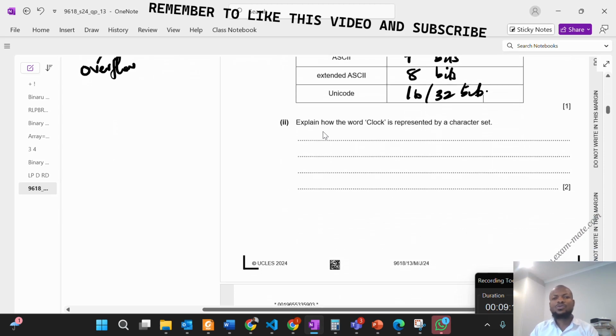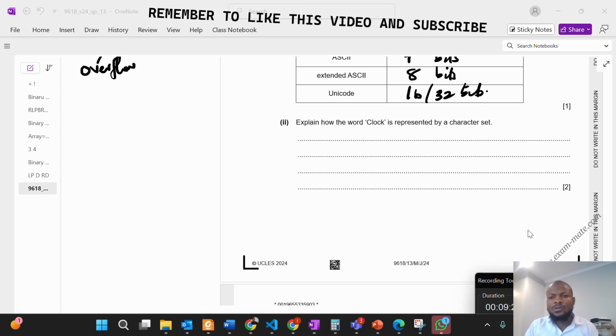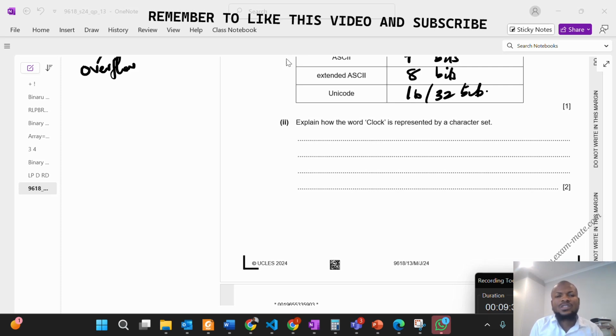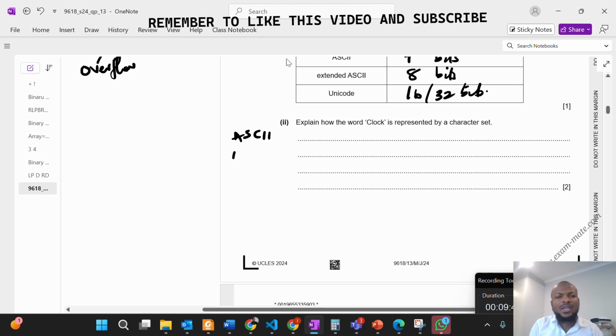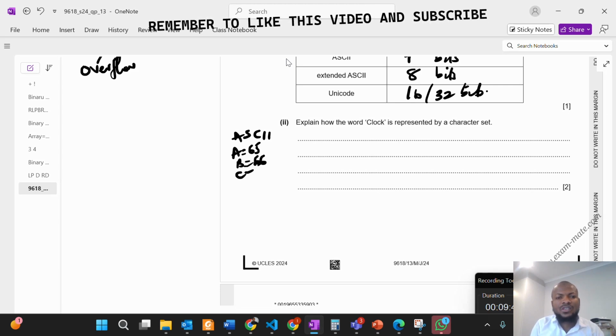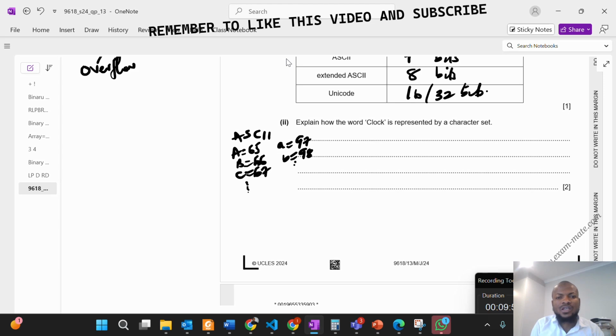Now the next question: explain how the word clock is represented by a character set. So how does a computer represent this word clock? The first thing is it takes the specific code for each letter. Let's use ASCII as an example. Capital letter A is 65, B is 66, C is 67, and so on. Small letter a is 97, small letter b is 98, and so on.